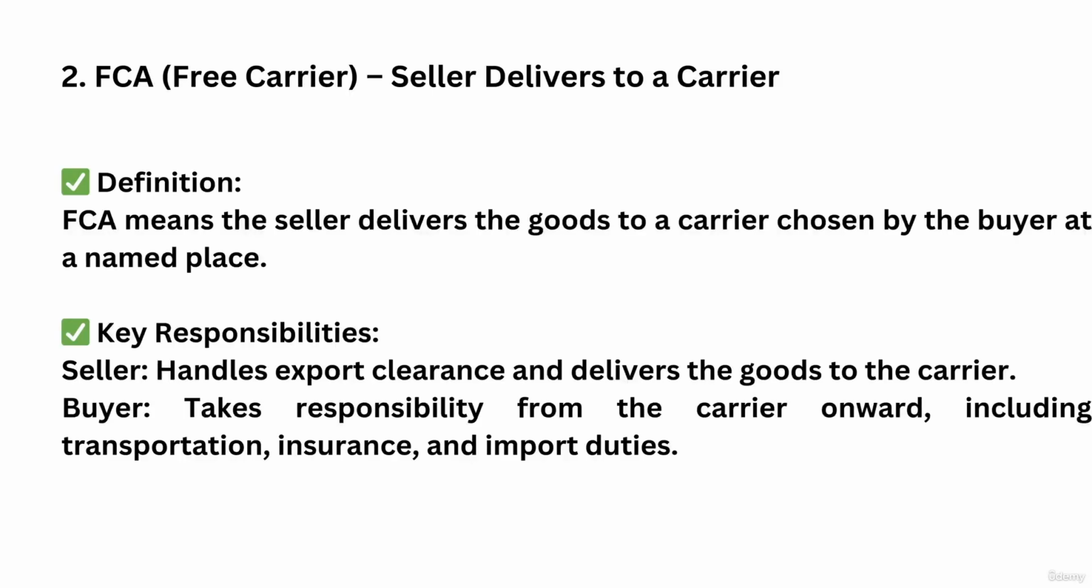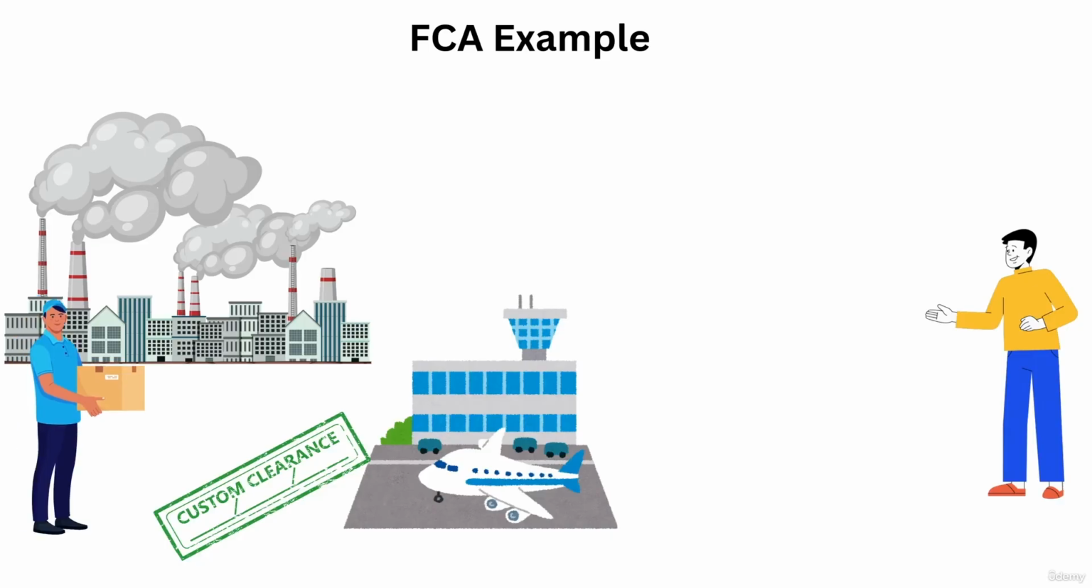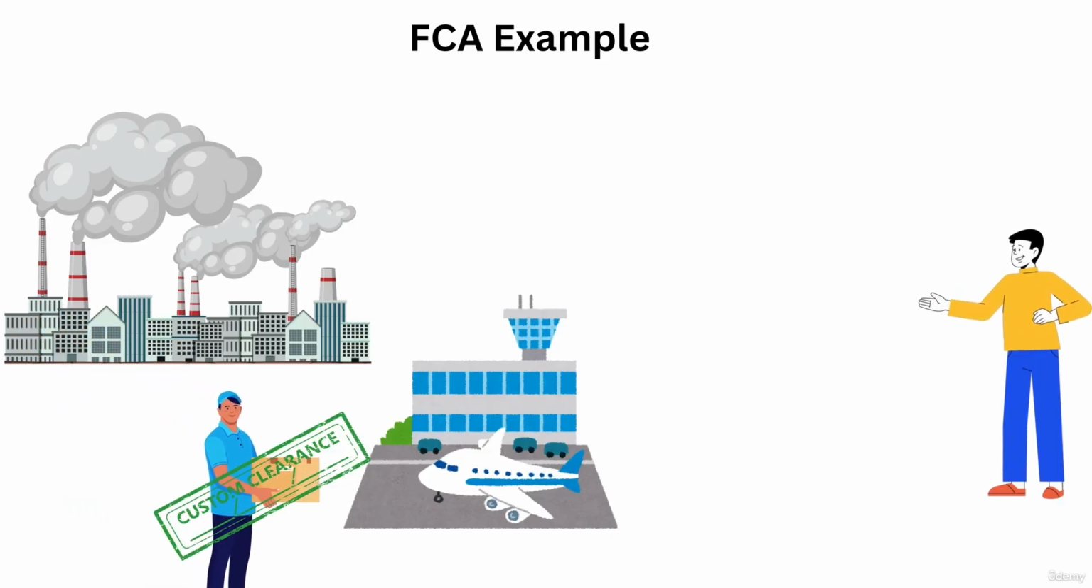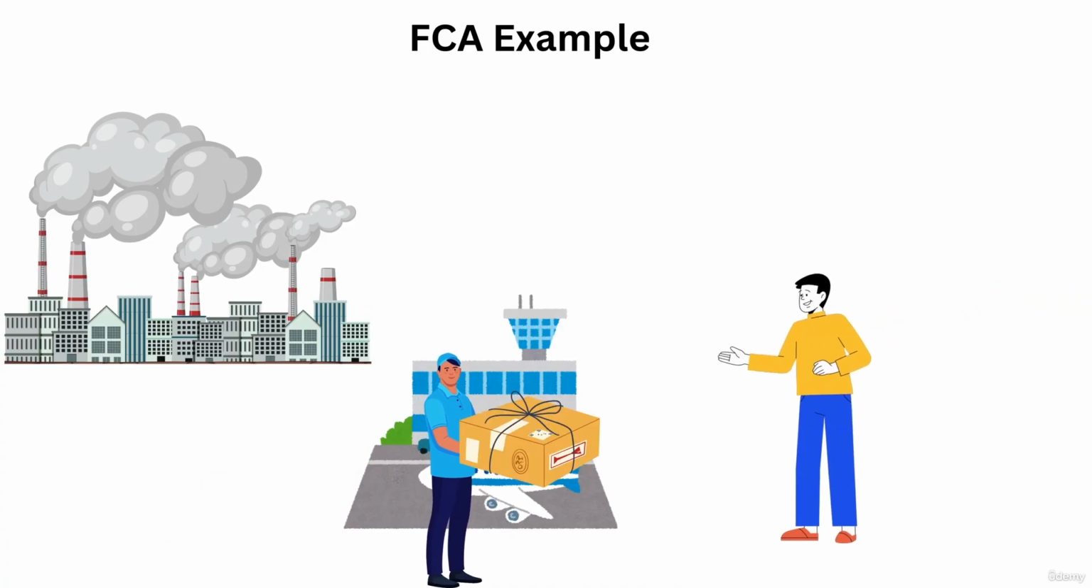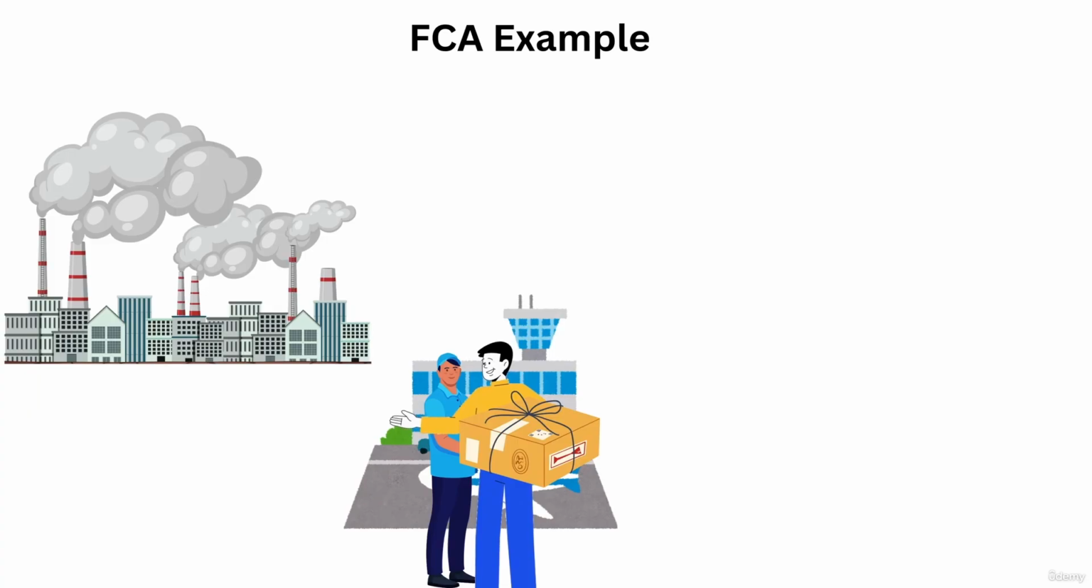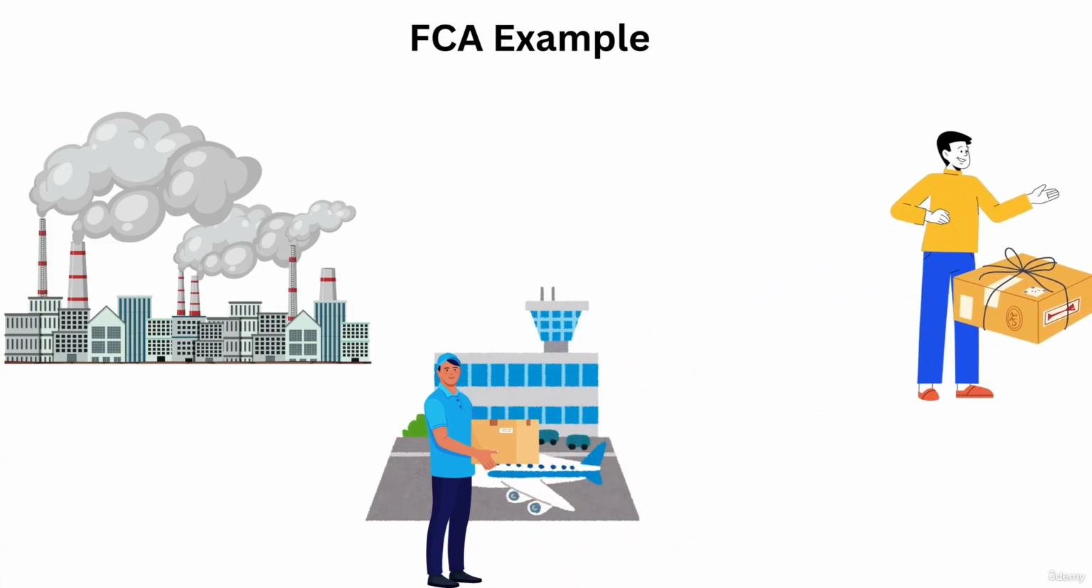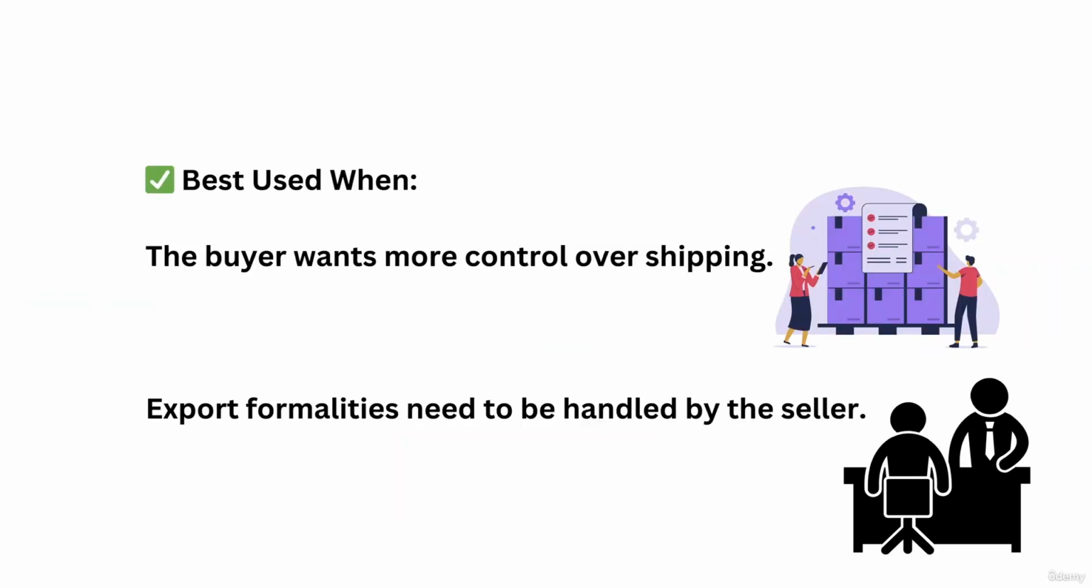Under FCA, the seller is responsible for getting the goods cleared for export and delivering them to the carrier. For example, a seller in Germany delivering auto parts to an Indian buyer under FCA Frankfurt Airport means the seller ensures the goods reach the airport, but from there the buyer handles the freight and all costs. Best used when the buyer wants more control over shipping. Export formalities need to be handled by the seller.